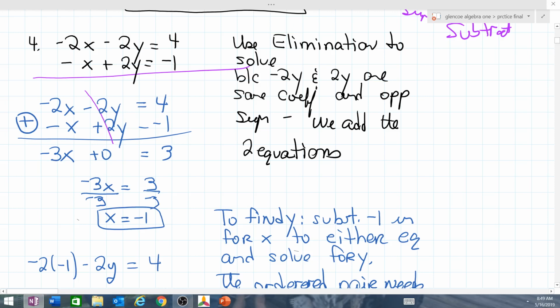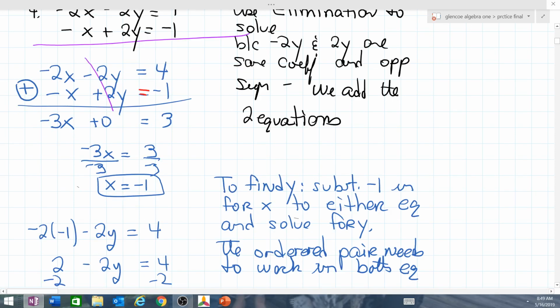add the two equations. A negative 2x plus a negative x is a negative 3x. Negative 2y plus 2y gives me 0, and 4 plus a negative 1 gives me a positive 3. Negative 3x equals 3. Divide each side, and you get x equals negative 1.